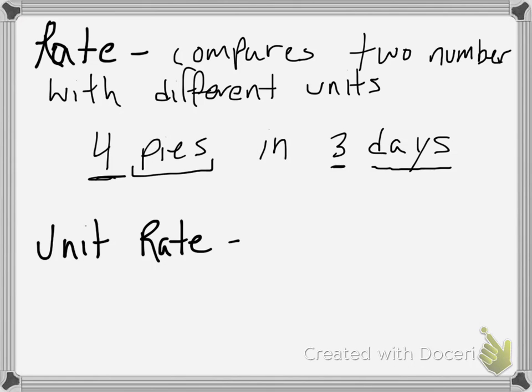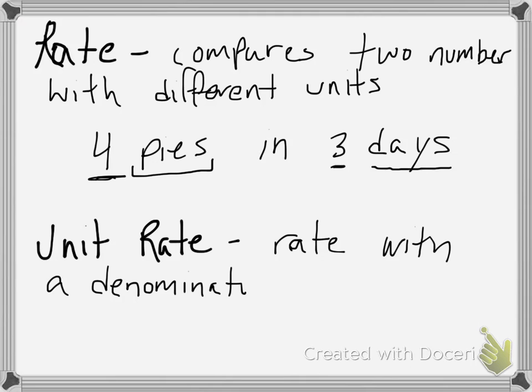A unit rate is a rate with a denominator of 1. The most common unit rate that I think people would be used to would be like speed limit signs. So you might go by a speed limit sign and it says 40 mph.